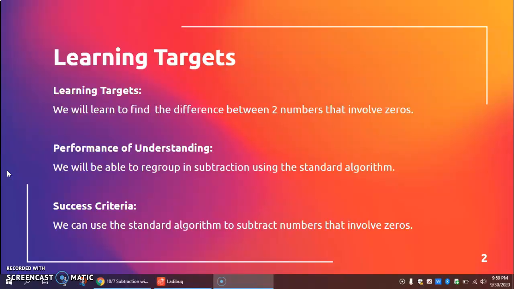Our learning target says we will learn to find the difference between two numbers that involve zeros. Our performance of understanding is we will be able to regroup in subtraction using the standard algorithm. And our success criteria: we can use the standard algorithm to subtract numbers that involve zero. So just like we did earlier this week, we're going to follow our rules for standard algorithm when subtracting. We're going to regroup, but this time we're going to have zeros that might make it a little tricky.